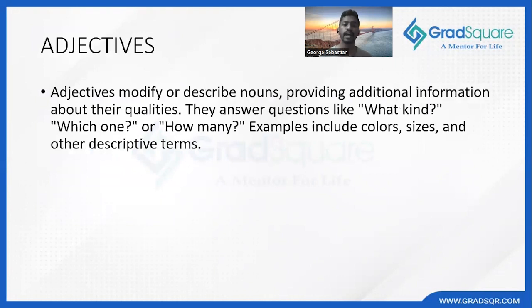And the next one, which is adjective. The basic definition for an adjective is that it modifies or describes nouns, right? It helps us give some more information or qualities for a noun, right? This can include things like color, size, and other descriptive terms, right? So words that describe or modify nouns are called adjectives.